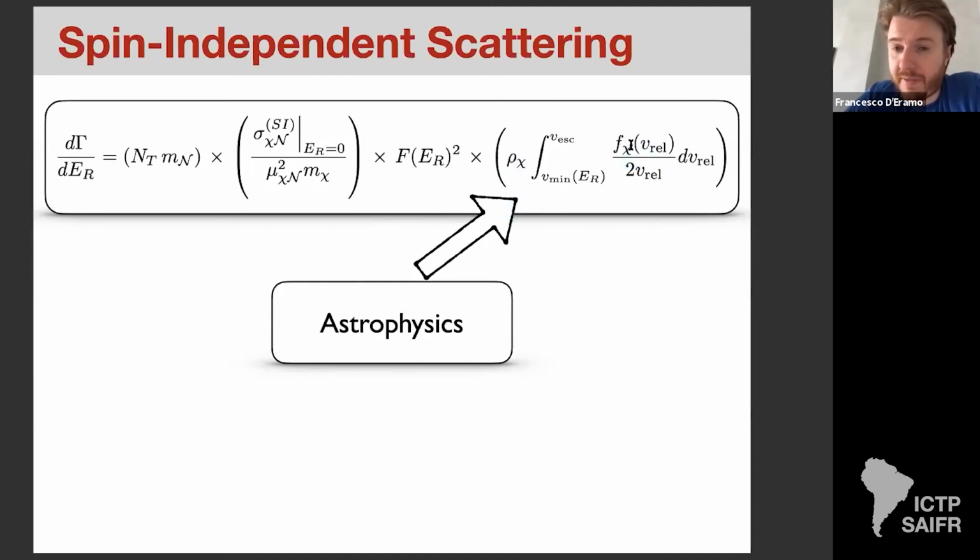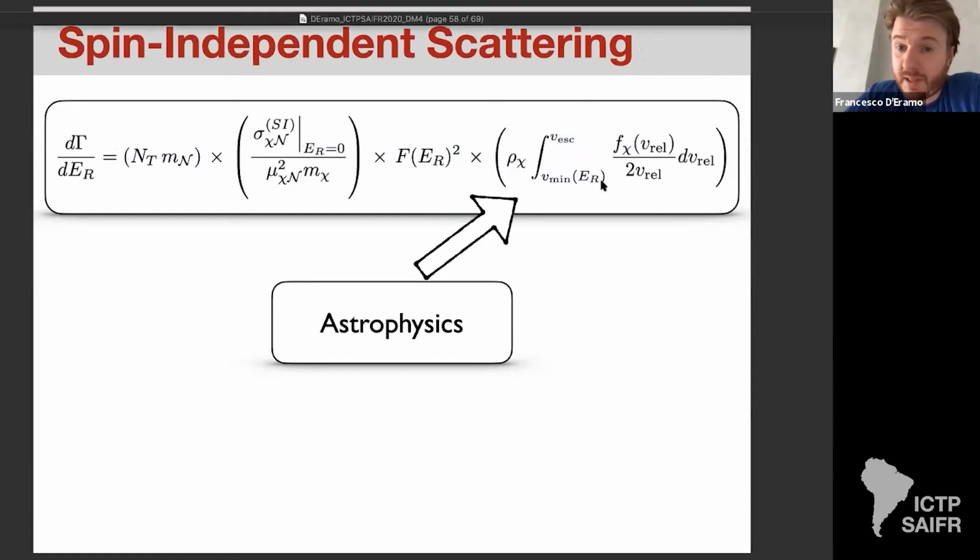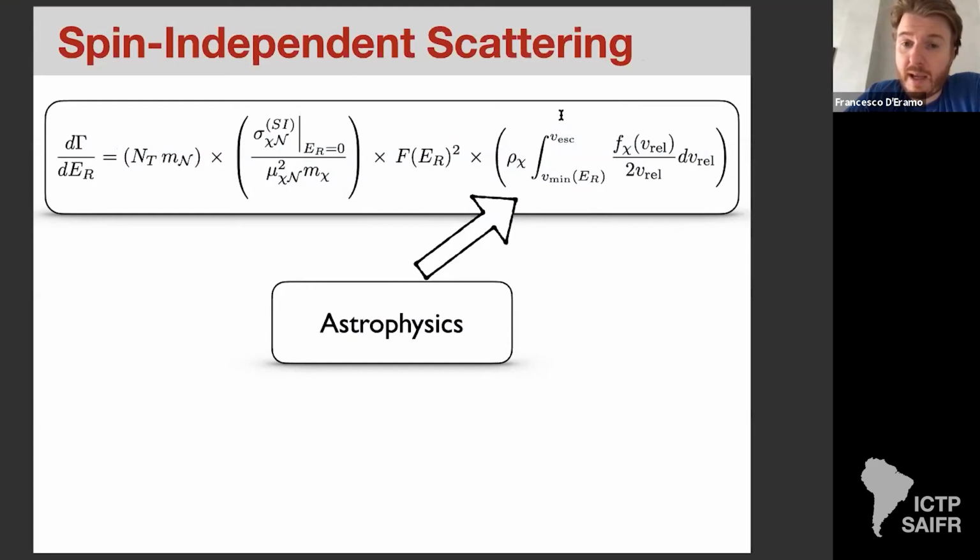Of course, you also have f chi, the velocity distribution. And I want to emphasize that the integration over the relative velocity between the dark matter and the target is not from 0 to infinity, but since this is a differential rate in E_R, you integrate from the minimum velocity that you need to produce that given recoil energy. This is the equation I showed you before, if you remember. And then up to the escape velocity of the WIMPs in our galaxy, because basically this function is cut off to 0 above this escape velocity. Okay, there cannot be WIMPs gravitationally unbound in the galaxy.